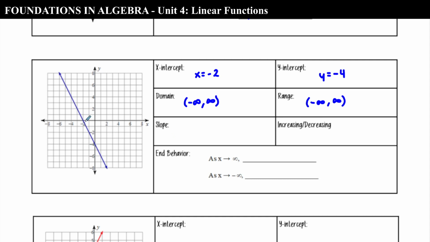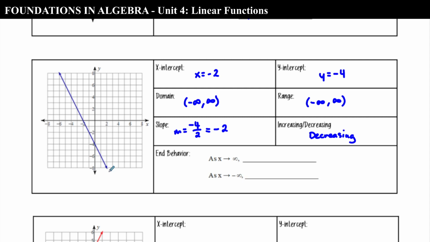Our slope is -1, 2, 3, 4 over 2. So -4 over 2, which reduces down to -2. Remember, you must always reduce your slope. This graph is decreasing. It is going down, and the slope is negative, so again, that tells us it's decreasing.